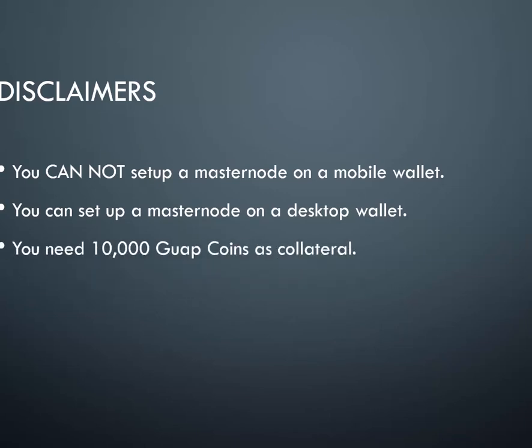Next, you need 10,000 GUAP coins as collateral in the wallet before you can generate a masternode. And you'll also need a VPS. If you don't know what that is, that's perfectly fine. For this tutorial, we'll be showing you how to go about purchasing one and setting one up for your GUAP coin wallet. And now, without further ado, let's head over to the GUAP coin wallet.